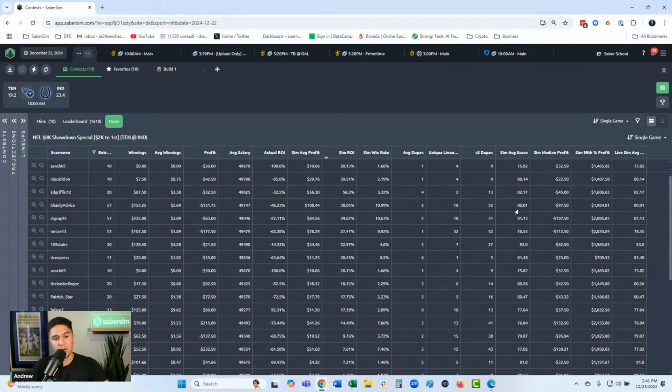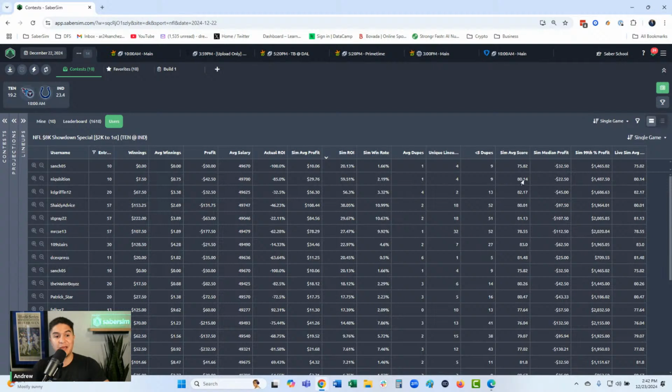Now, sim average score is on the lower side. I think this is just the approach I take, trying to get more unique, maybe sacrificing some sim average score to get there. It looks like this guy right here, Mr. CSE 13, same average dupes, more lineups, but their sim average score is like 2.5 points higher. That's something I could strive for, because it's a really strong set of lineups, in my opinion.